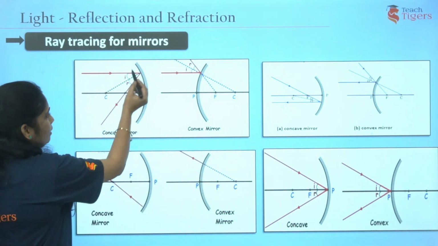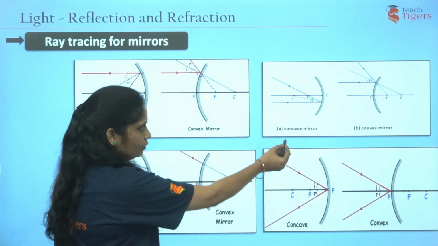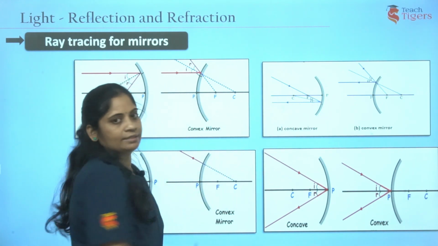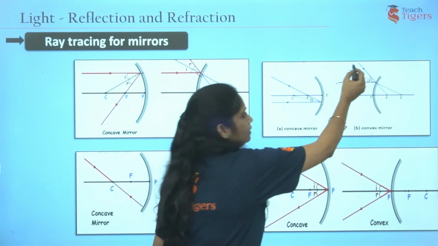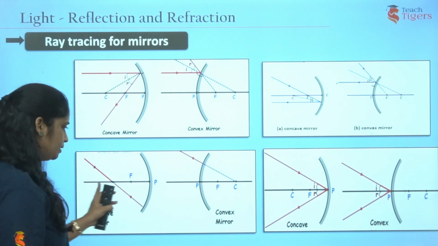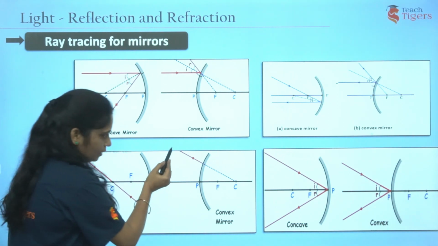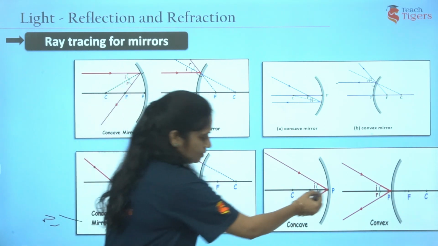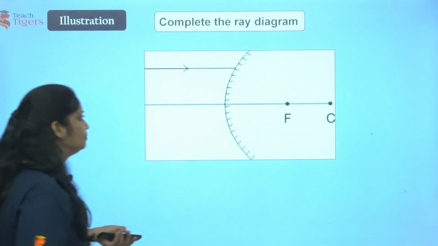You can see a ray parallel will pass through the focus. The second rule is the converse of the first rule. A ray which is passing through the focus, after reflection it travels parallel to the principal axis. Here also you can see, it is incident along the focus, and after reflection it travels parallel to the principal axis. Here you can see a ray which is passing through the center of curvature, after reflection it retraces its path. The same way here, a ray which is incident making an angle with the principal axis bounces back making the same angle in both cases. So this is all about the ray rules.